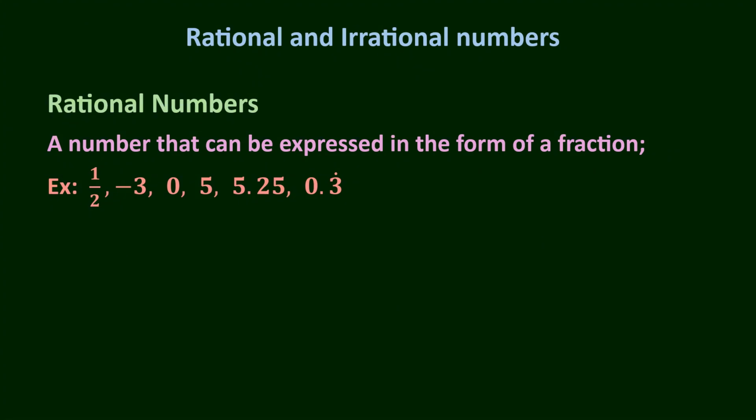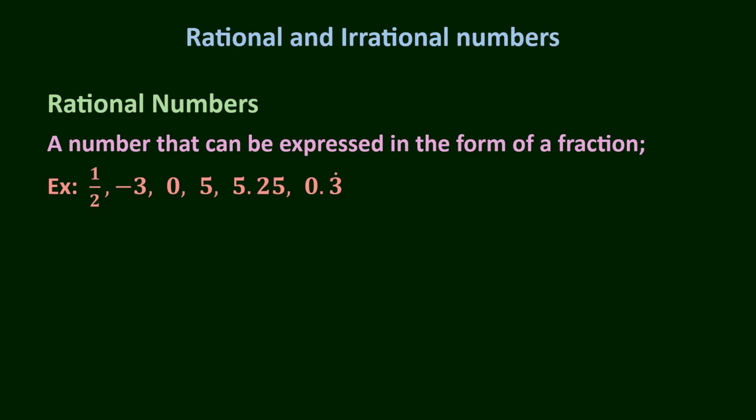Let's consider some examples. Half, -3. Regardless of the sign, you can consider it as a rational number. -3, 0, 5, 5.25. Exact decimals also can be expressed as rational numbers because exact decimals can be represented as fractions. 5.25 is 21 upon 4, and 0.3 recurring means 0.33333. It is also represented as 1 upon 3.